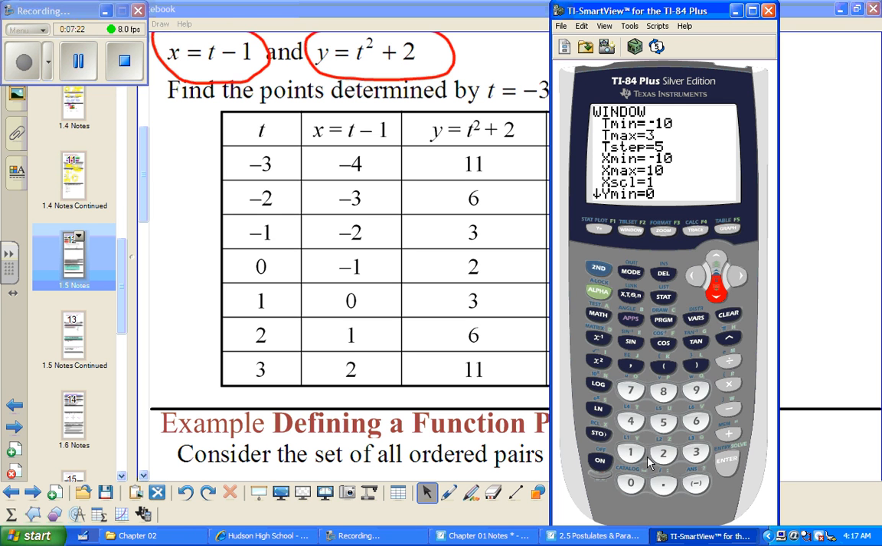If I adjust this one, we'll go farther to the right. If I change this to a smaller increment, the graph should get more accurate, and so on. So, like I said, it's a game of give and take. Now you have this option. Just remember, if you put it in parametric mode, you go here to change back to function.